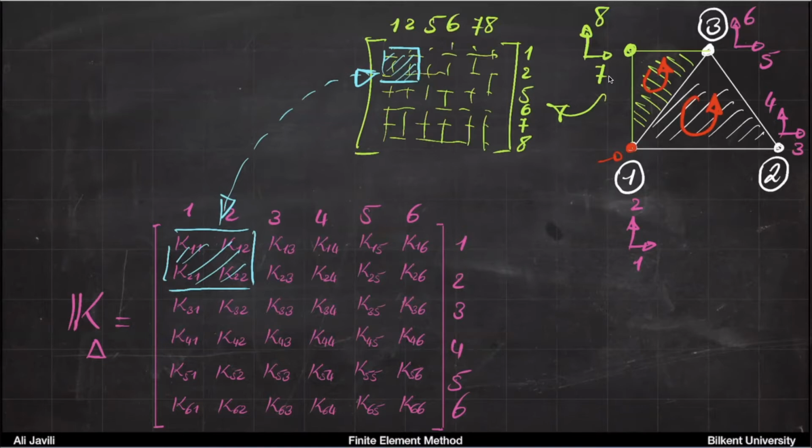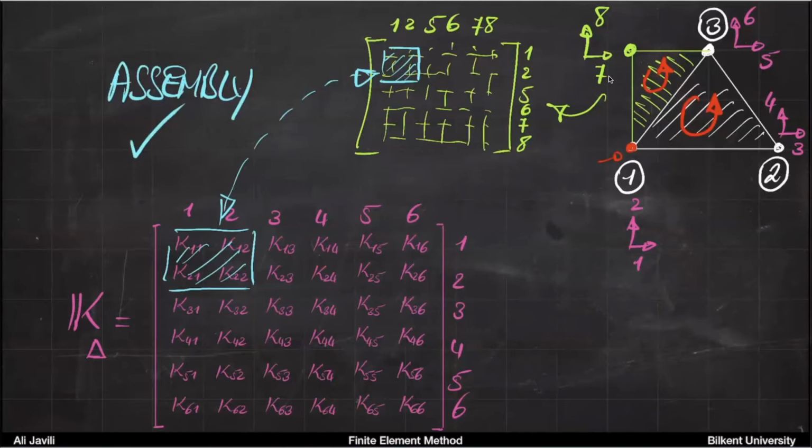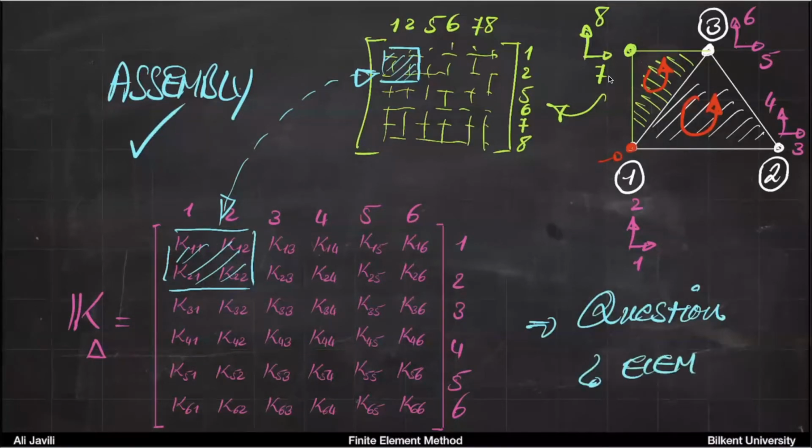Okay, so basically the remaining part is assembly, and we are not going to really discuss it because you know how the assembly part is done. Okay, so the key question is just one element stiffness. So the question is element stiffness, not the assembly part of it.